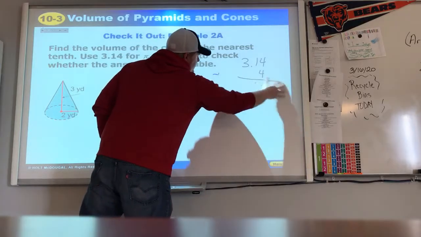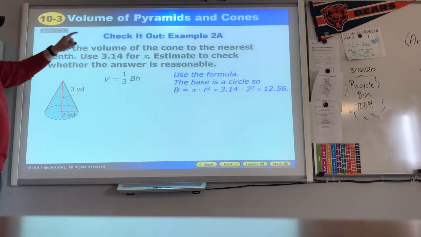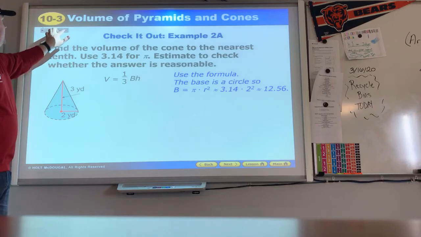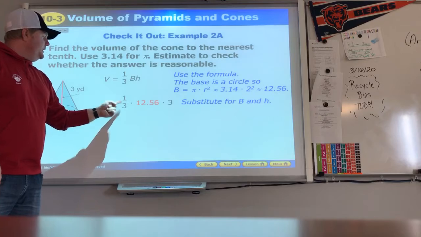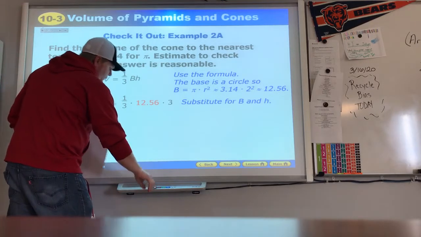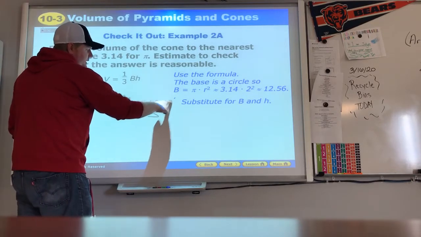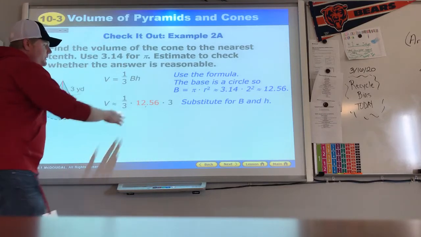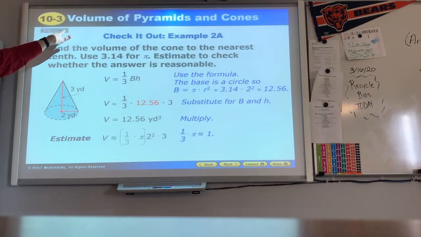All right, let's go ahead and see what they do there. All right, they put the r squared in. 2 squared is 4 times 3.14, 12.56. All right, now there's the 12.56. They multiply by 3, multiply by 1/3, or you could say they multiply by 3 and then divide by 3. I think it's silly to do that sometimes, so I reduce first. But if you do all this work, they will come out with the exact same answer I did, which is 12.56 yards cubed. All right?